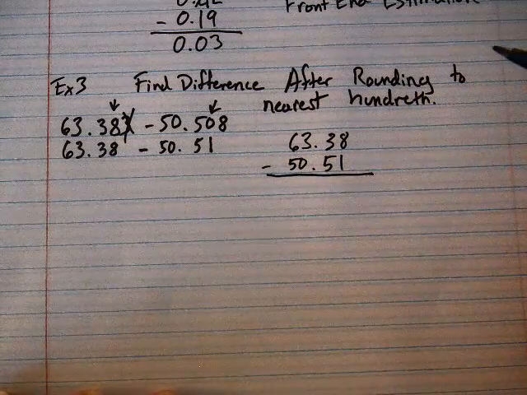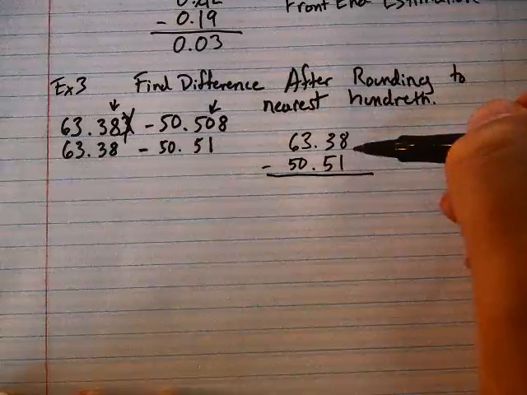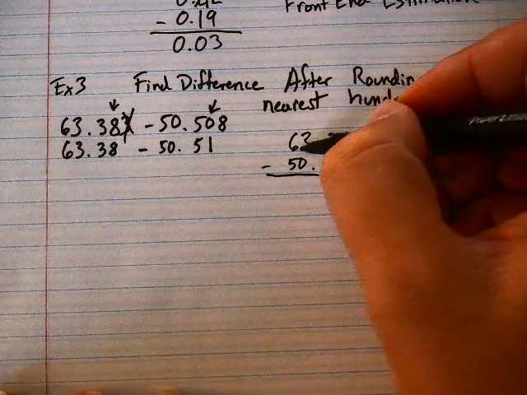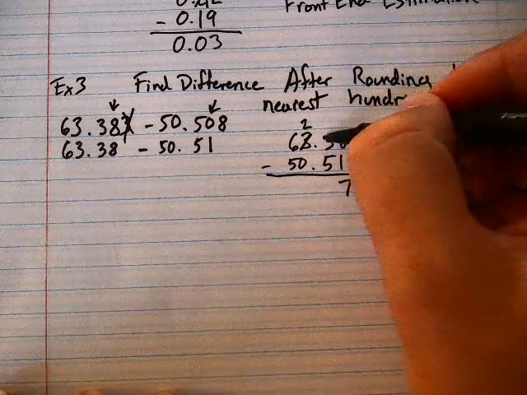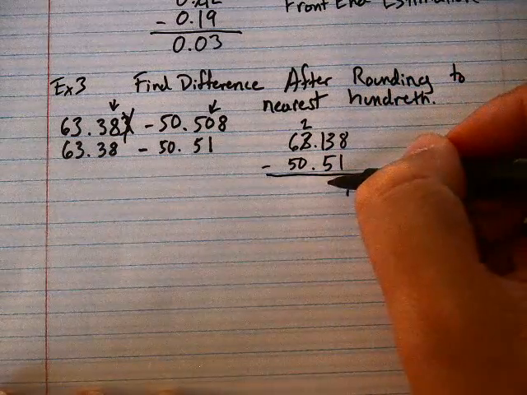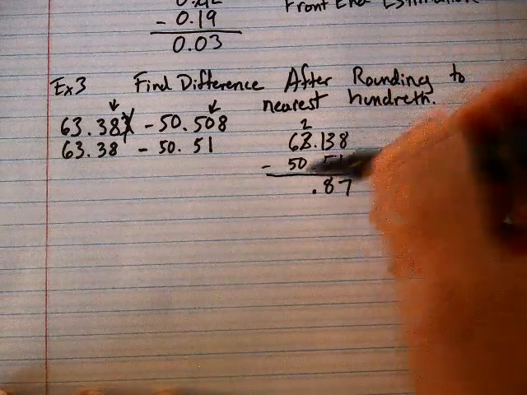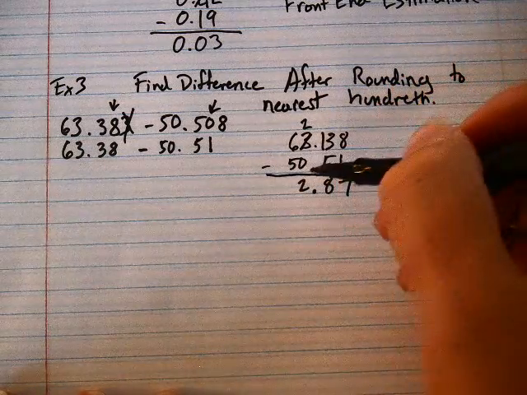And then I can just go with my normal subtraction. 8 minus 1, anyone? Thank you. 3 minus 5, oh, can't do that. Gotta borrow. 13 minus 5 is? Bring my decimal point down. 2 minus 0, thank you. And 6 minus 5.